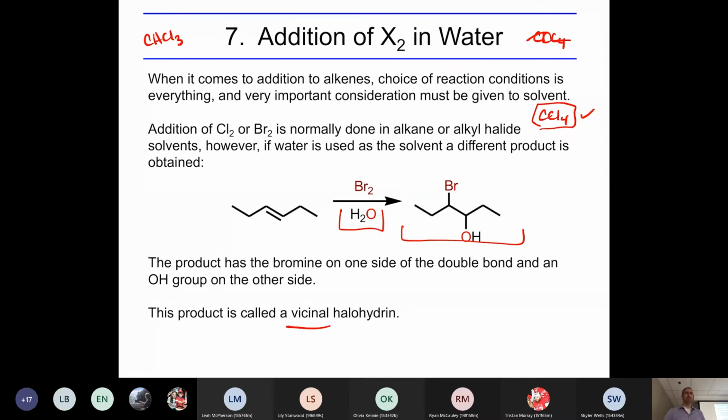What does vicinal mean? Adjacent carbons. Geminal is the same carbon. Yeah. So the Br and the OH, halo is a halogen. Hydrin means water, OH. They're on adjacent carbons because they're vicinal. And this is the product that you get. So it's kind of like Br2 addition. We put a Br on both sides if you're in a nonpolar solvent, but when you're in water, OH adds to the other side.